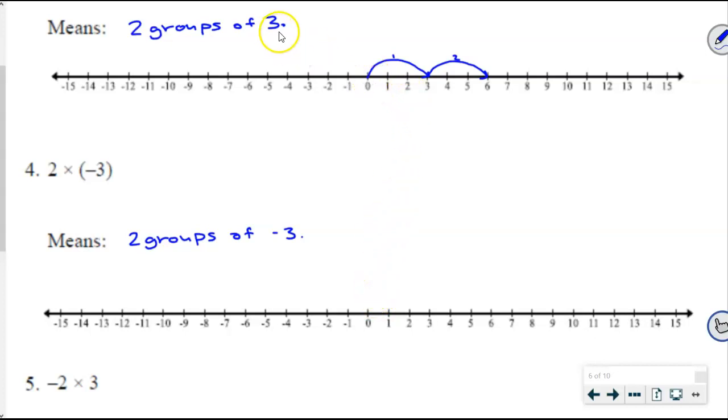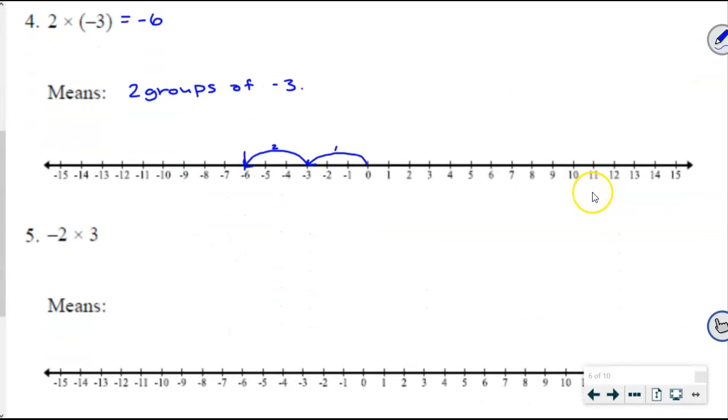Exactly. 2 groups of a +3 means I'm showing my groupings to the right. 2 groups of -3 means I'm going in the opposite direction, showing my groupings to the left on the negative side. So there's my first group. There's my second group. First group, second group. Where did I land? At -6. So 2 times -3 is -6.